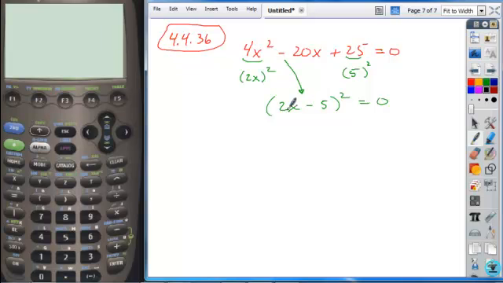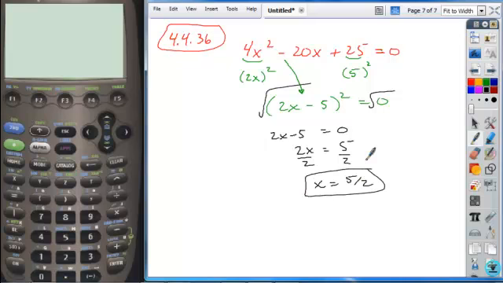And now we can use the zero product rule. Take each of these factors, or this repeated factor here, you can extract the square root. It's equal to plus or minus 0. Since 0 has no sign, we don't need to consider two possible solutions. And then just solve for x. So if you add 5 to both sides and divide by 2, you get your solution of 5/2.